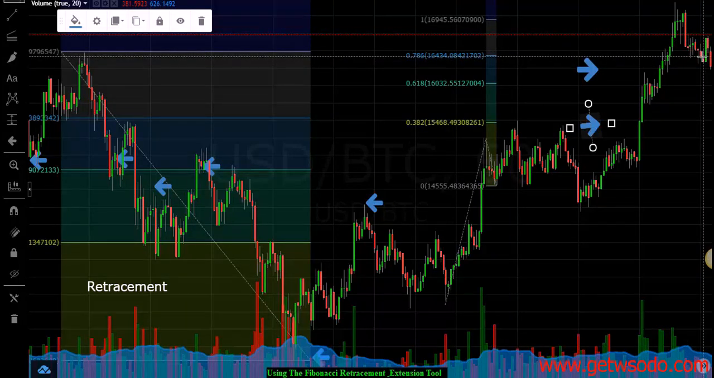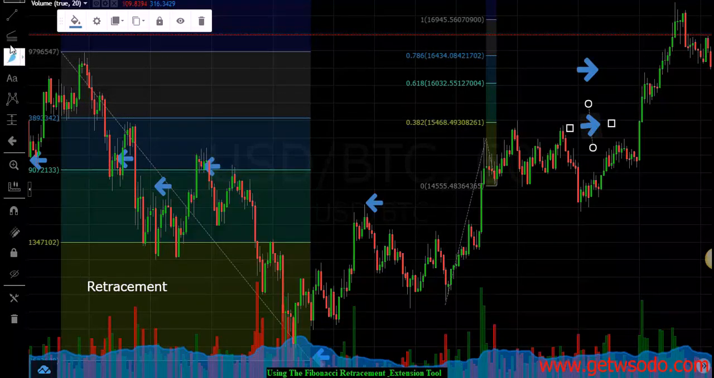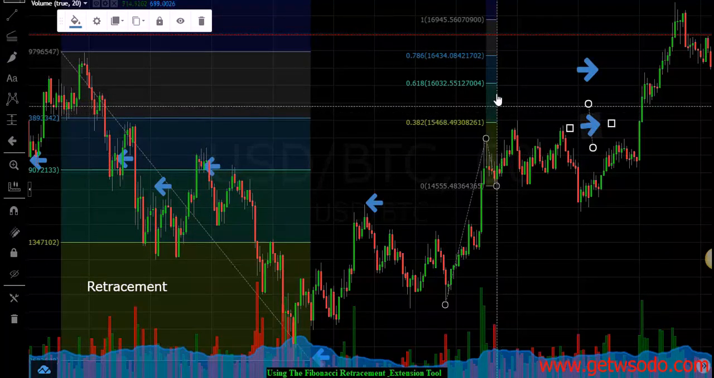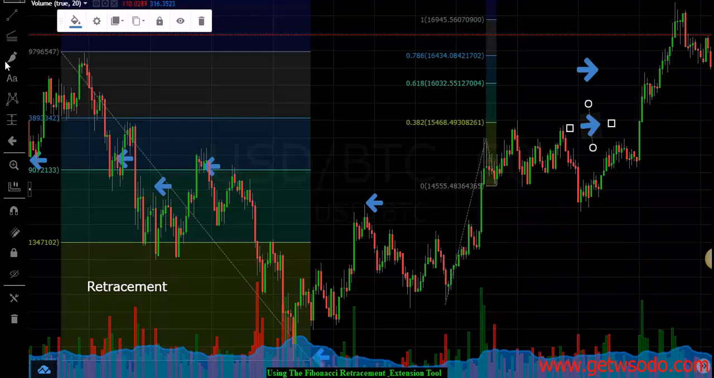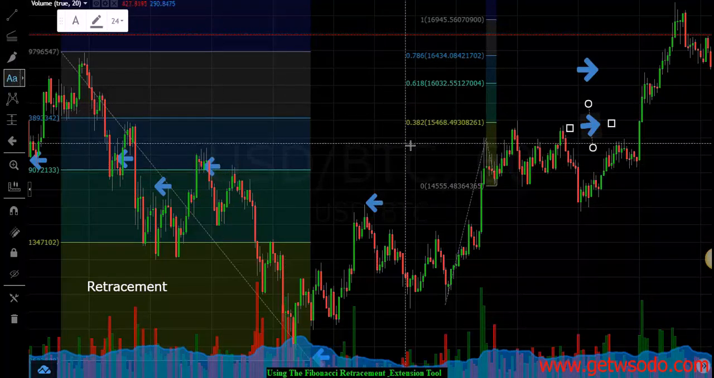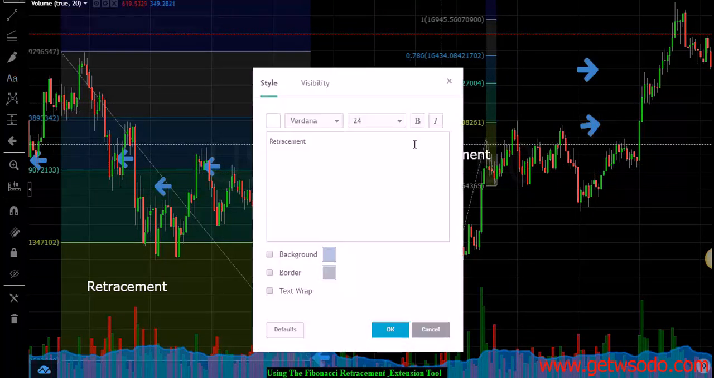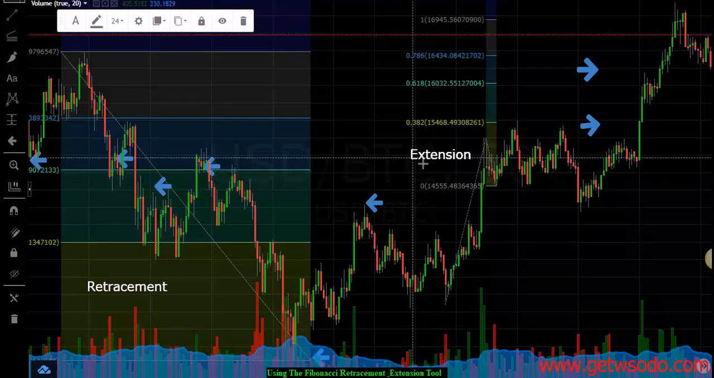So these are all indicators that you can use, and I'll label it real quick. This is the extension tool here, this is the retracement. So I'll just go right here. We'll label it right there, and we will put extension. All right, so you have your retracement, you have your extension tools.